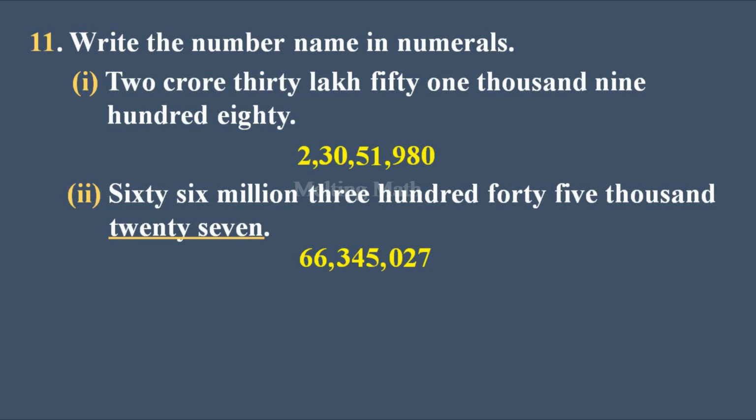You may ask me why this 0 came here. Because in ones period there should be 3 digits. But here they are given 27, that is 2 digit only. That's why I put 0 in front of this number. Yes, there is no value for 0 if you are putting in front of the number. Okay, you can read it as 27 only. Okay, so that's it. Next see the third one.